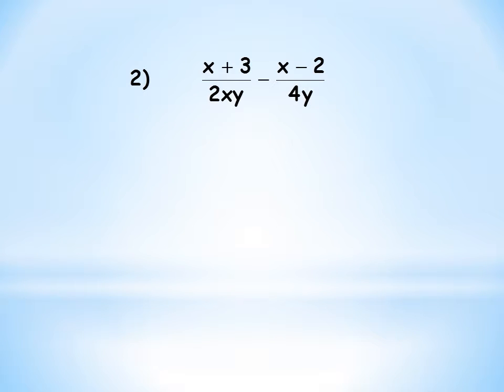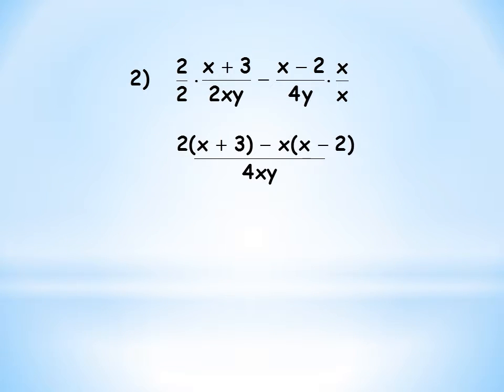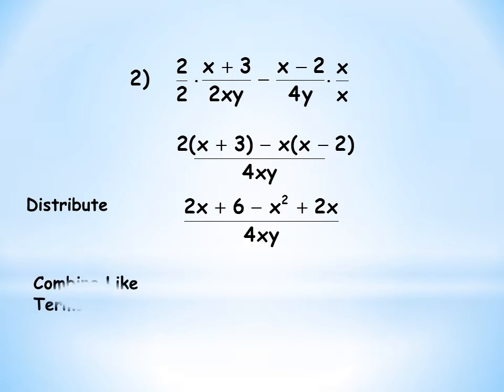All right, take a look at this here. What would the common denominator be on this one? All right, 4xy. What do you have to multiply the first one by in order to have that common denominator? A 2. And what you have to multiply the second fraction by? An x. So now in the numerator you have 2 parentheses x plus 3 minus x parentheses x minus 2. You need to distribute and then combine all your like terms in the numerator in order to have your answer.